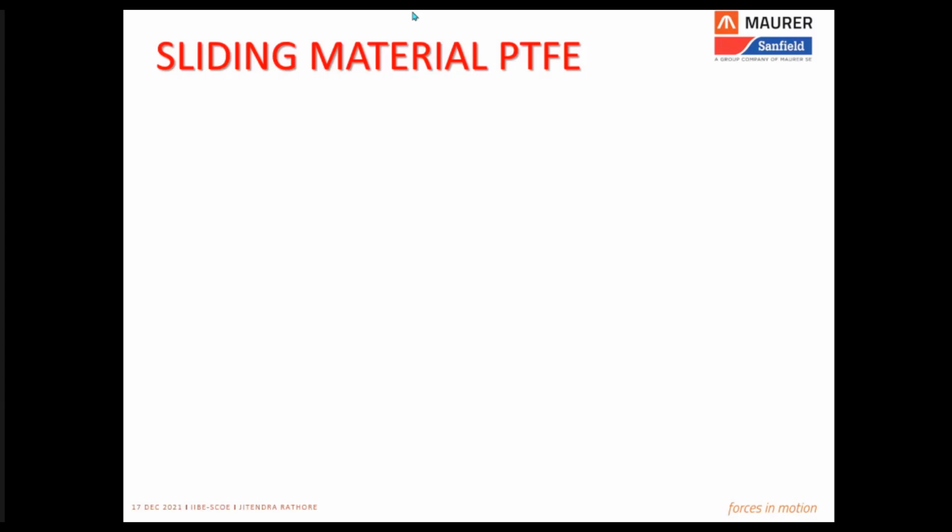And one such weakest link or weakest component of a bearing assembly is the sliding material. What is the sliding material?